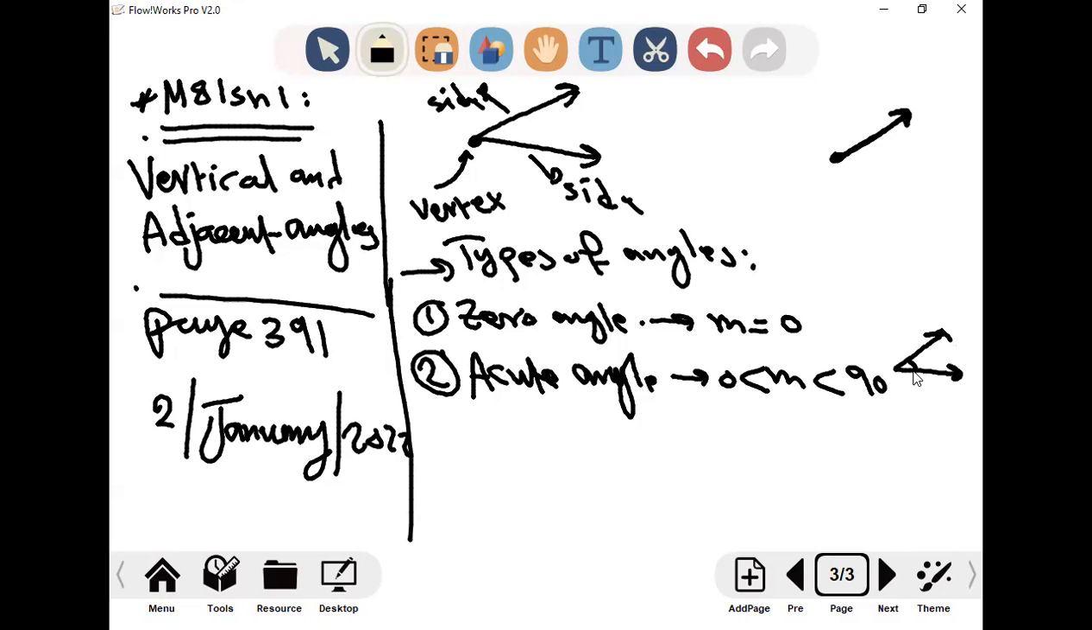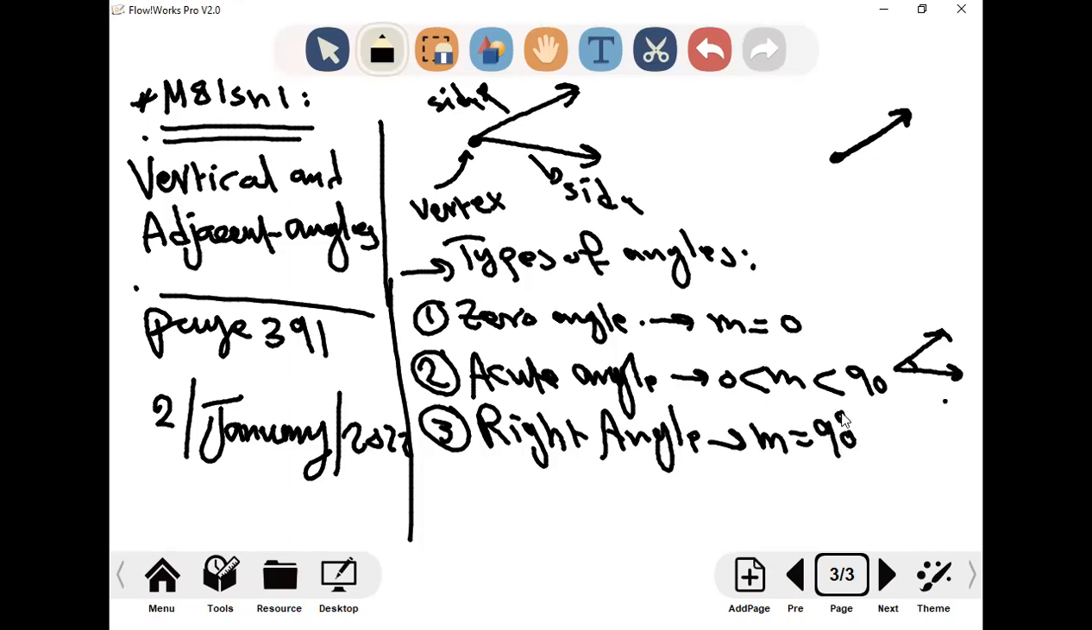Type 3, we call it a right angle. The measure here is exactly 90, and it has a shortcut. It's something like this, with a small square on it. When you have this small square, it is a right angle. How much is the measure of it? 90 degrees. No need to write 90. A small square means right angle, equal to 90.